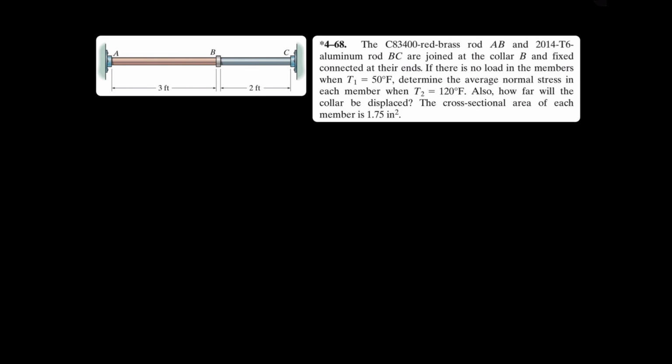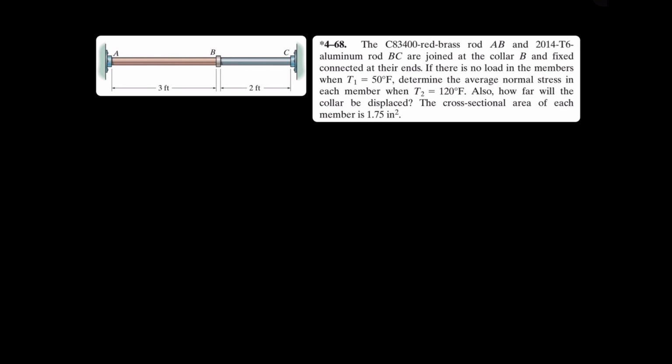Now let's solve an example problem. The C83-400 red brass rod AB and 2014 T6 aluminum rod BC are joined at the collar B and fixed connected at their ends. If there's no load in the members when temperature 1 is 50 degrees Fahrenheit, determine the average normal stress in each member when temperature 2 is 120 degrees Fahrenheit. Also, how far will the collar be displaced?